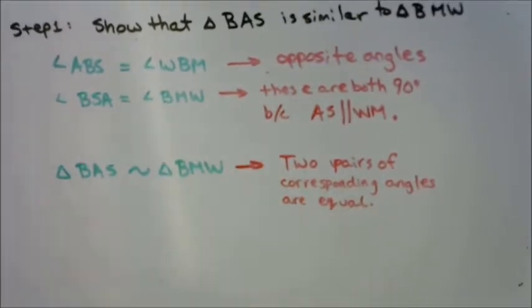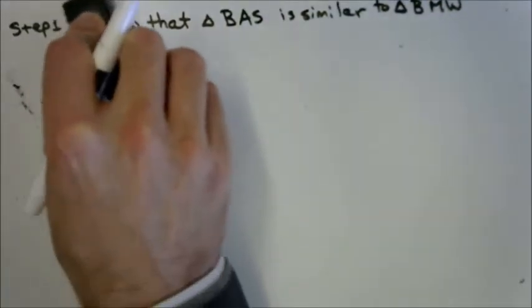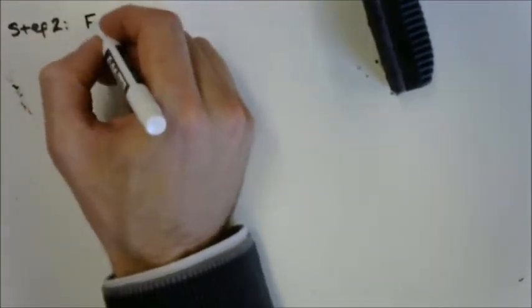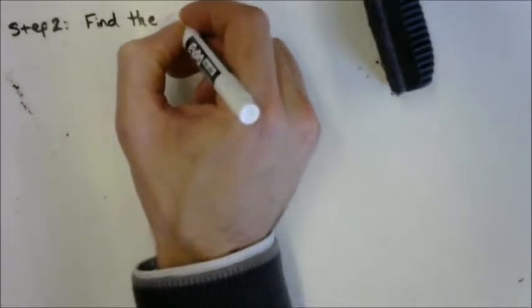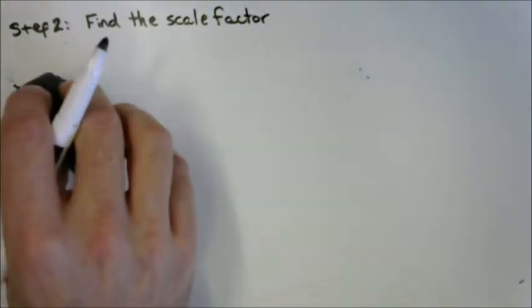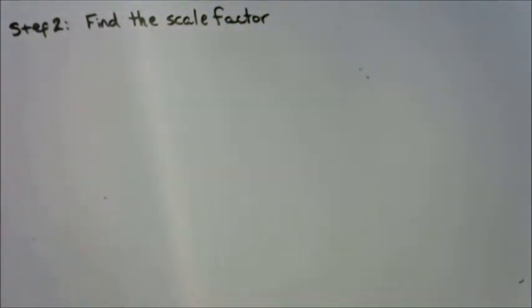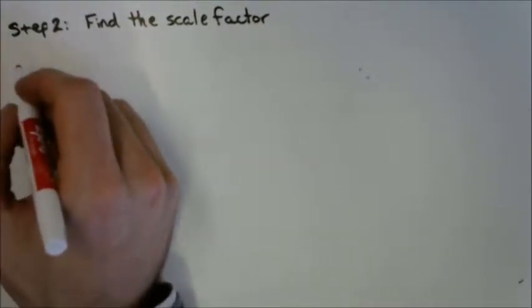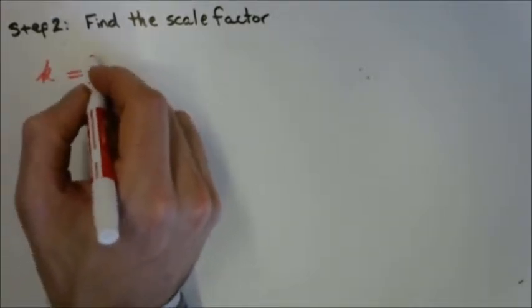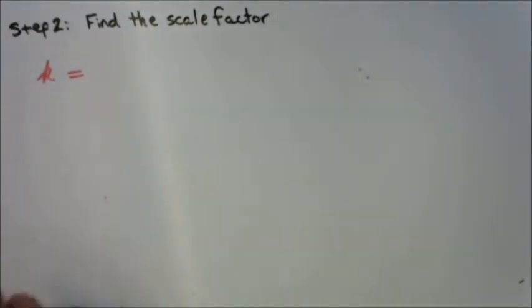And I'm going to clear this. Step 2. Find the scale factor. Step number 2, find the scale factor. Well, in order to find the scale factor, we first need to identify corresponding side lengths. So let's find some corresponding side lengths, because we know that the scale factor is going to be equal to the ratio between our corresponding side lengths.